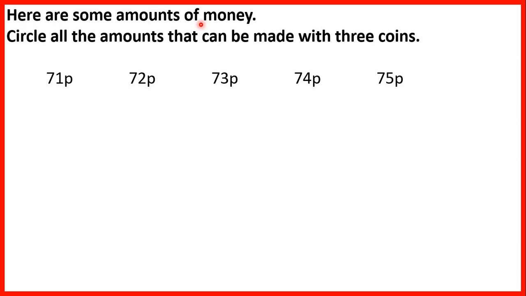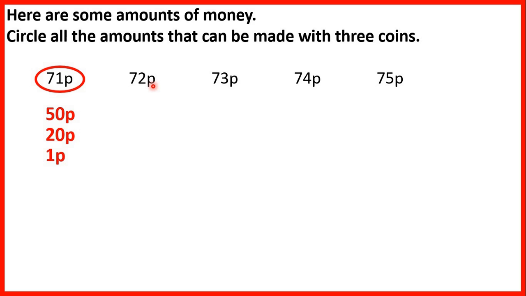Here are some amounts of money. Circle all the amounts that can be made with 3 coins. So first we have 71 pence. To make that, we can have a 50p coin, then a 20p coin will take us to 70p, and then we need another 1p, so a 1p coin, to give us 71 pence. So because that's 3 coins, we can make 71 pence with 3 coins.